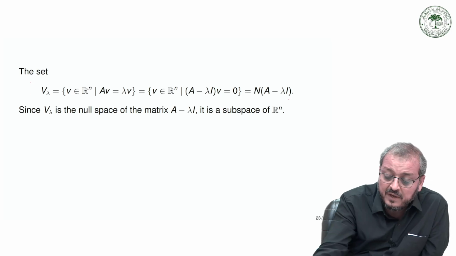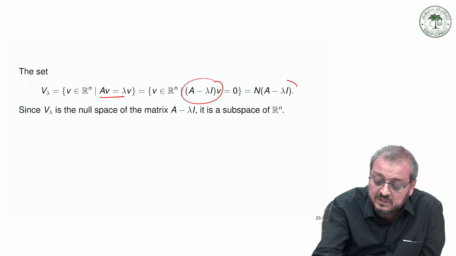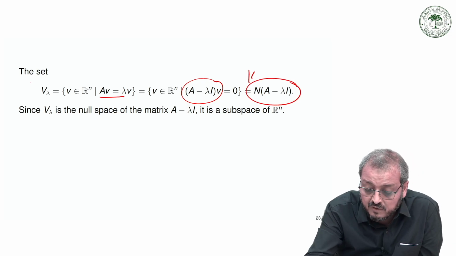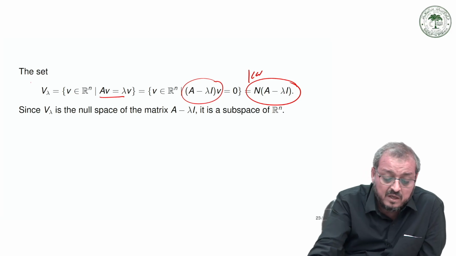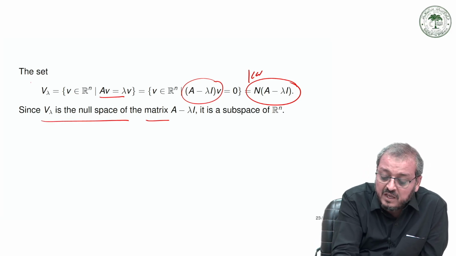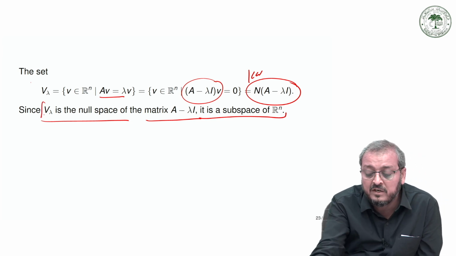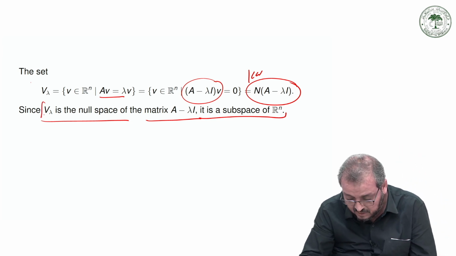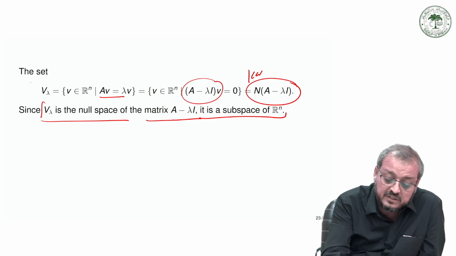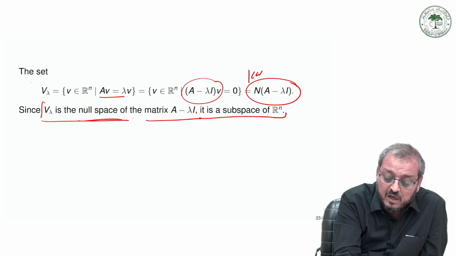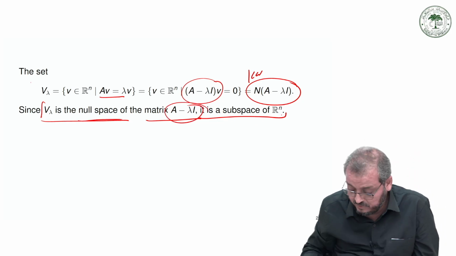Now this V lambda is equal to the set of v such that A minus lambda I times v is equal to 0. This means it is the kernel of A minus lambda I, where I denote the kernel as null. So V lambda is the null space of the matrix A minus lambda I, and it is a subspace of Rn. V lambda can be written in this form, and clearly it is a subspace. This way we can say that V lambda is the null space of the matrix A minus lambda I and is a subspace of Rn. We just had to prove that.